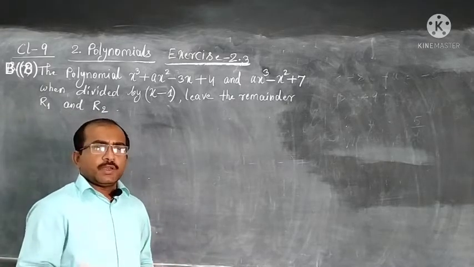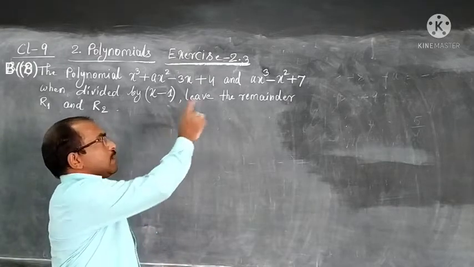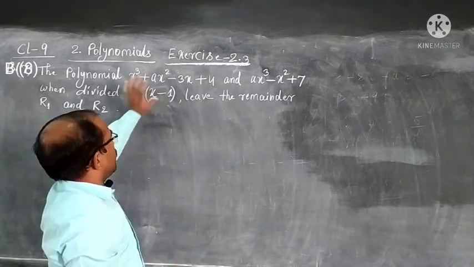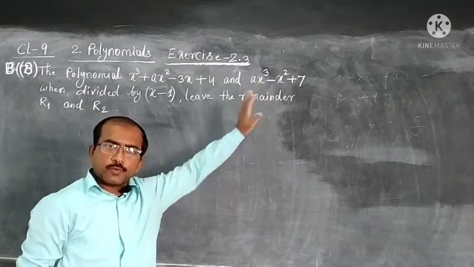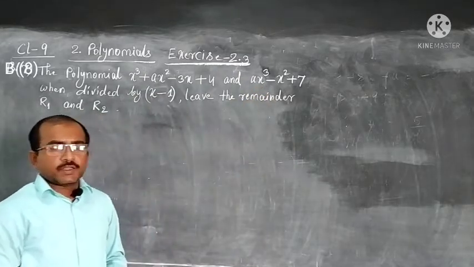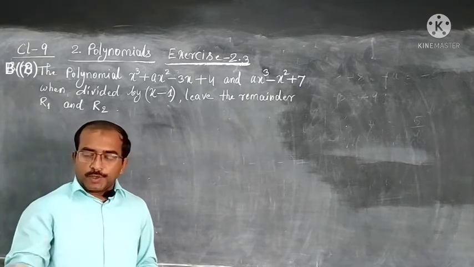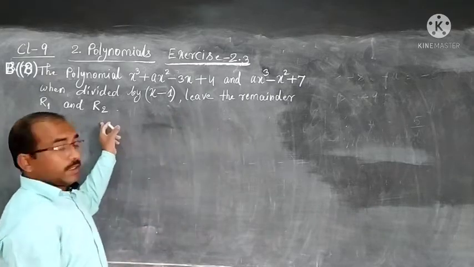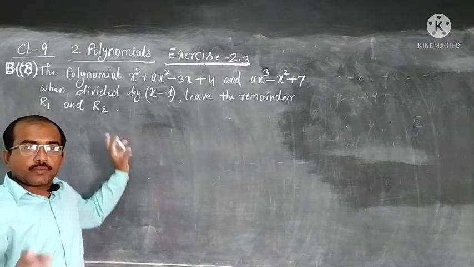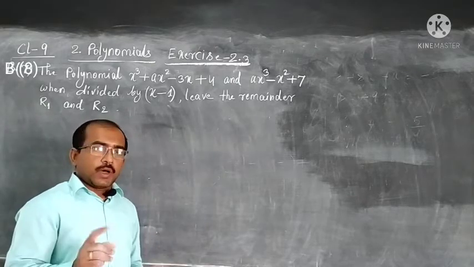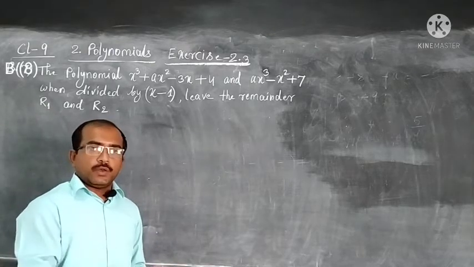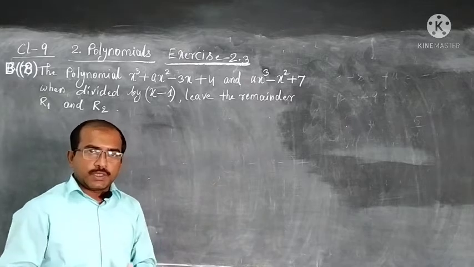We will find the remainder when the first polynomial is divided by x minus 1, and the second polynomial also divided by x minus 1. We will find the remainders separately and then we will go for the condition. Here the condition is: if r2 is equal to 2r1, then find the value of A. So, the last part we will see later.